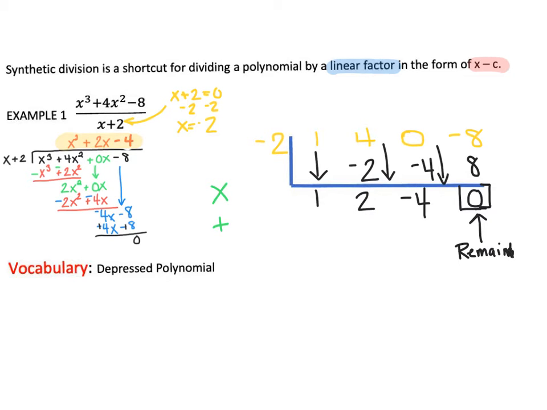Now, compare what we have here with what we got over here. You should spot something very interesting. This is going to always be my constant term, then it goes x to the first, x to the second. If it would keep moving to the left, it would be x cubed, x to the fourth, x to the fifth, etc. So my answer is 1x squared plus 2x minus 4.